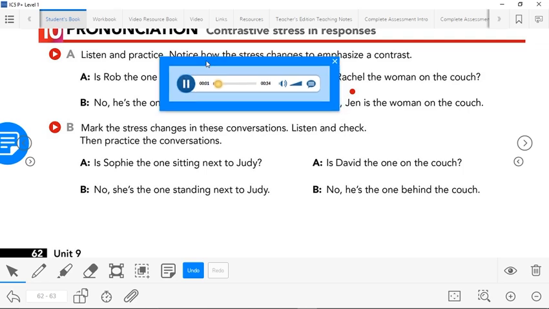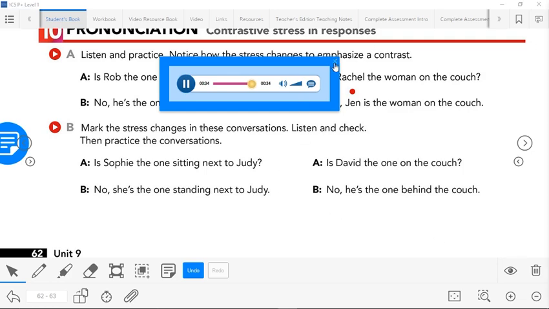Page 62. Exercise 10. Part B. Mark the stress changes in these conversations. Listen and check. Then practice the conversations. Is Sophie the one sitting next to Judy? No, she's the one standing next to Judy. Is David the one on the couch? No, he's the one behind the couch.